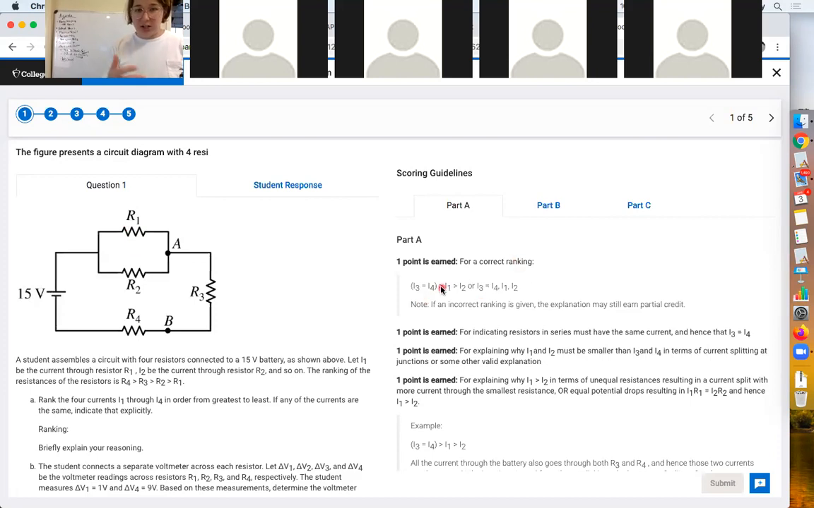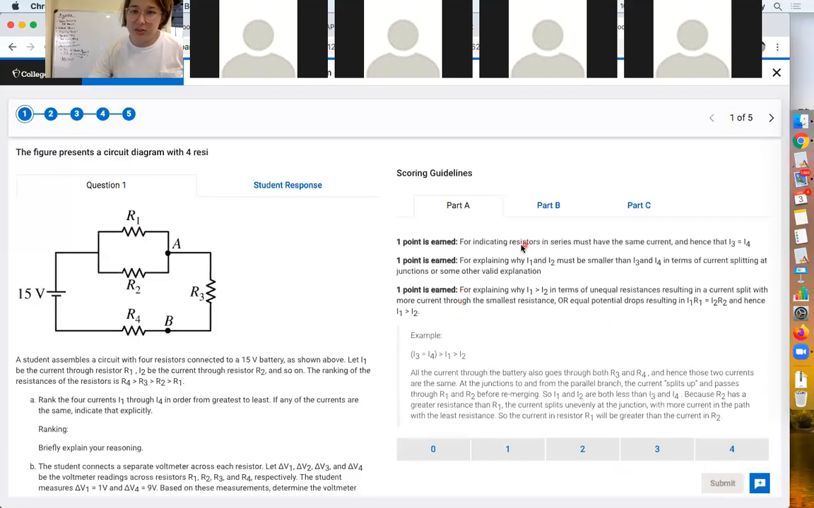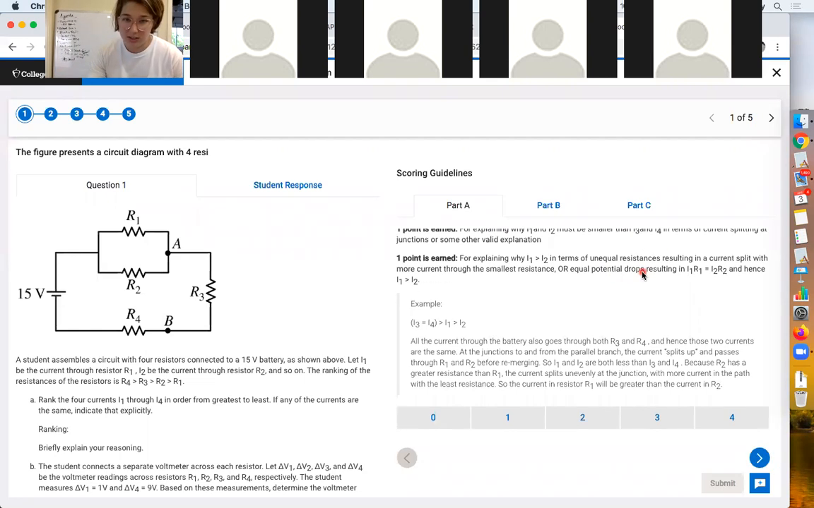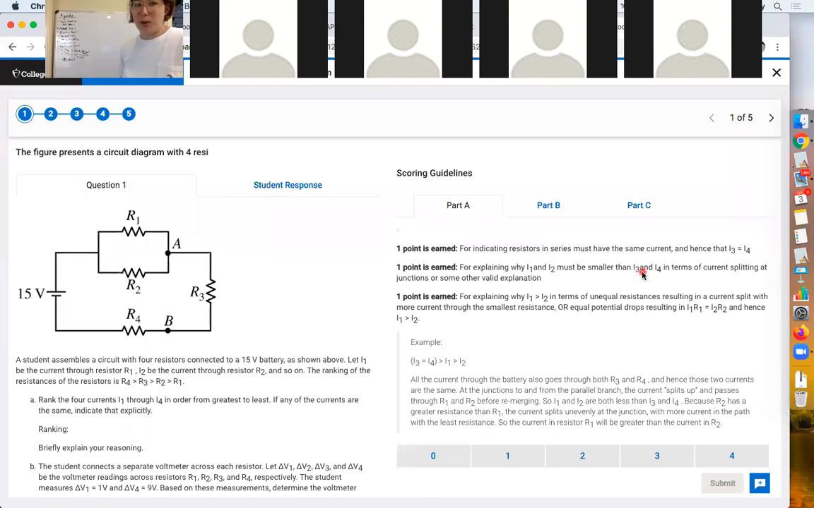So you actually did earn 1 point for the correct ranking here. It also, so something indicating that series have the same current, that's why I3 and I4 are the same, gets a point. Explaining why I2 must be smaller than 3 and 4 in terms of the idea of the current splits, aka the junction rule. And then one thing explaining why your parallel gets different current because of the different resistance split. So V equals IR or something along those lines. Do we have any questions on part A?